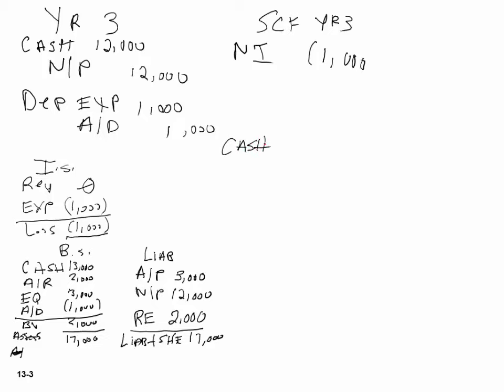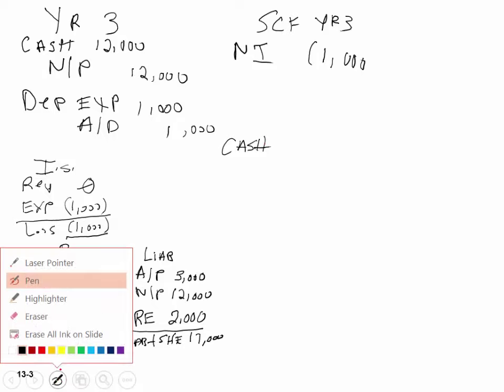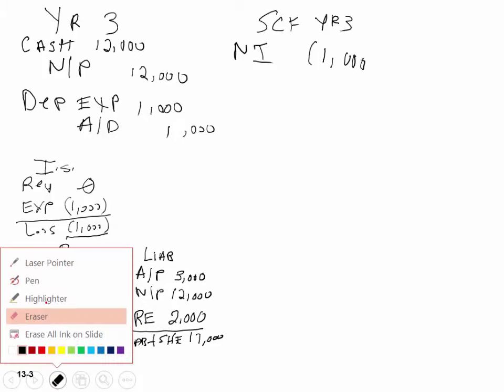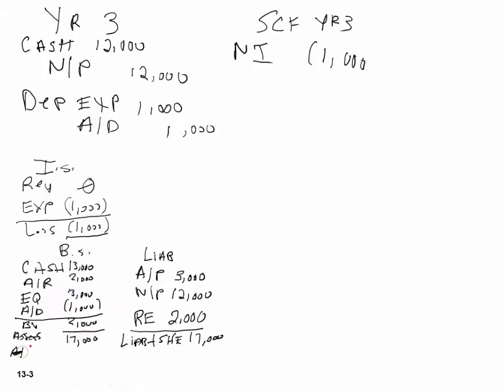Oh, I made a mistake though. What's happening? I do have one item I need to consider, which is what? I had that depreciation expense, didn't I? I have my depreciation expense. And when I took the depreciation expense, how much cash got used?